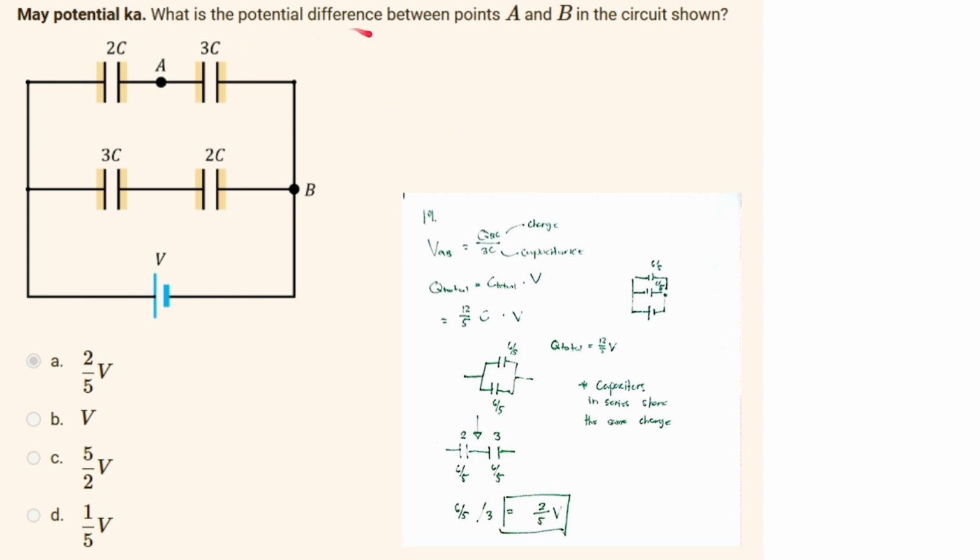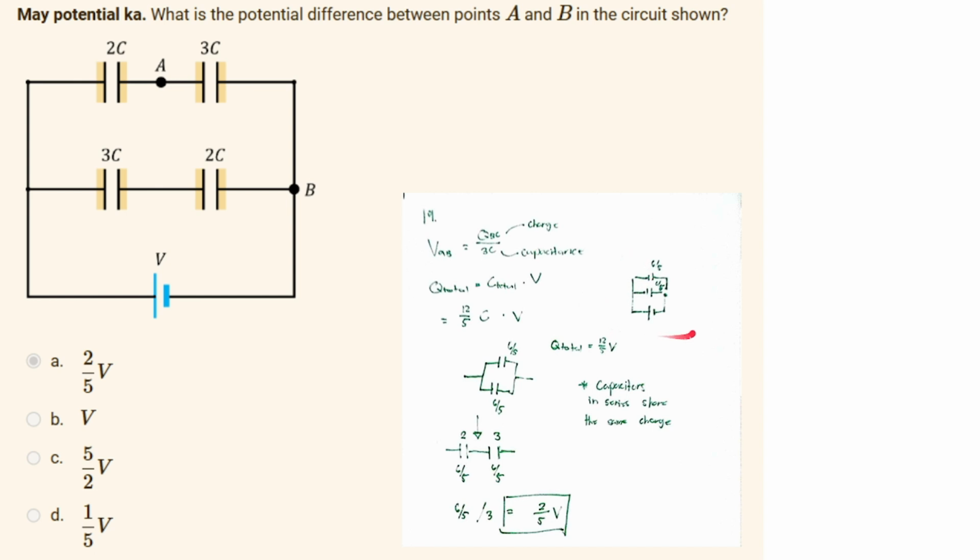So what is the potential difference between A and B in the circuit shown? This one was a tricky question, but it's one of the fundamental questions in circuits. The potential of a certain capacitor, VAB, is the charge over the capacitance of the capacitor. And we know that Q total is equal to the total capacitance times V.